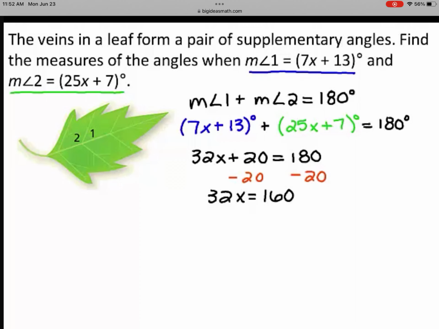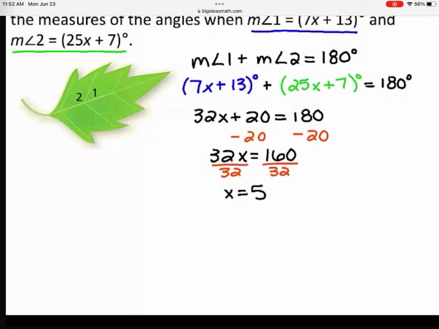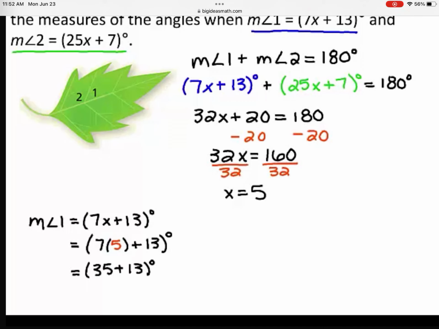Now you can divide both sides of the equation by 32. This gives you x equals 5. So the value of x is 5. Now, the measure of angle 1 is equal to 7x plus 13 degrees. You found the value of x to be 5, so you can substitute 5 in for x. When you simplify, 7 times 5 gives you 35, and 35 plus 13 gives you 48. Therefore, the measure of angle 1 equals 48 degrees.